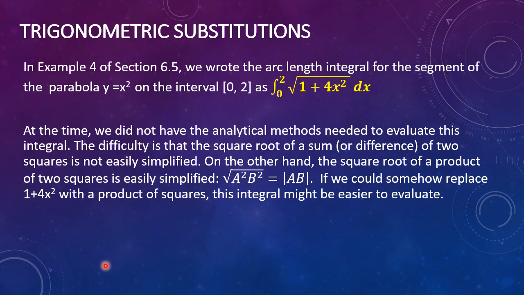The difficulty is that the square root of a sum, or a difference, of two squares is not easily simplified. On the other hand, the square root of a product of two squares is easily simplified. For example, the square root of a squared times b squared equals the absolute value of ab.